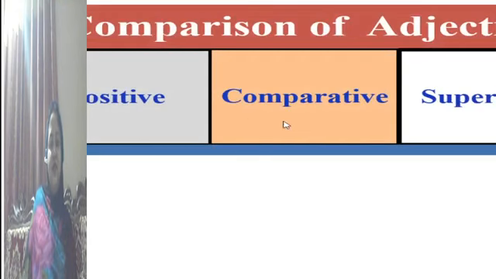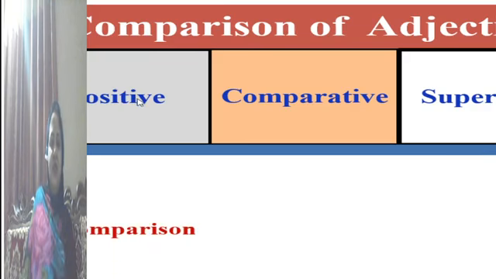This is the positive, the main form of a subject or of an adjective. Then the comparative, which compares things between two, and the superlative, which means it is the best or it is compared among all the things.